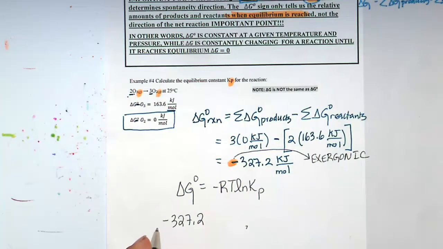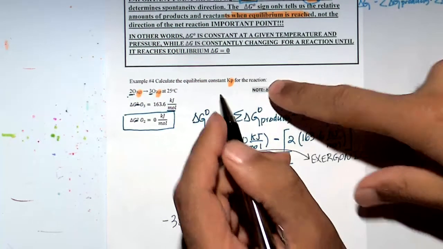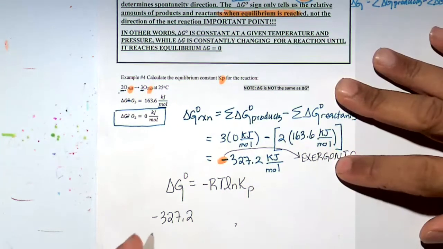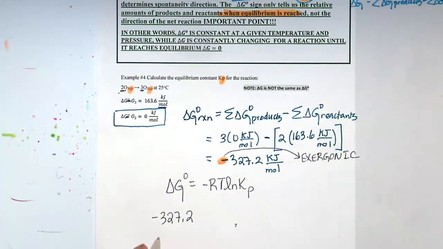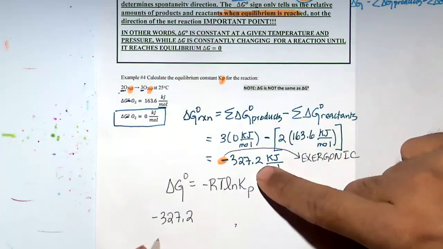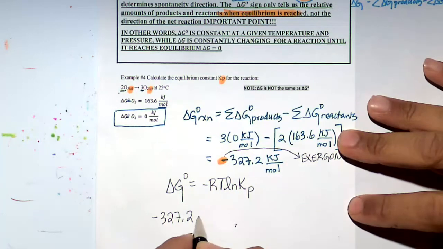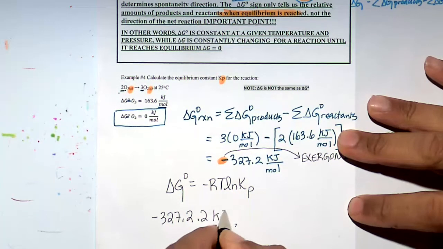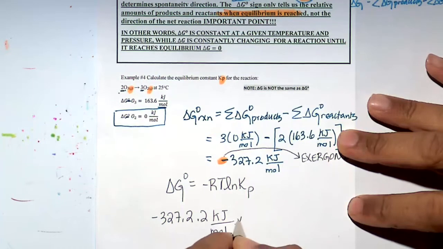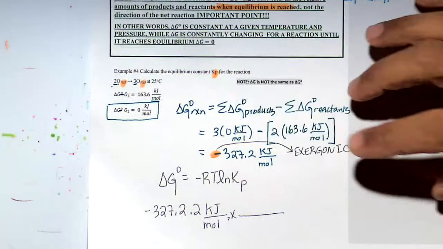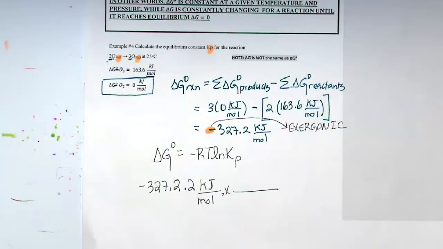I'm not going to put units, because K is unitless. Now, you can write the units in. They should all cancel each other, but, well, I'll put the units in. But look, it's a minus 327.2 kilojoules per mole, right? So let's just make that joules per mole. All I'm saying is K is unitless, so you really don't have to put units, but I'm going to add units in my final problem.